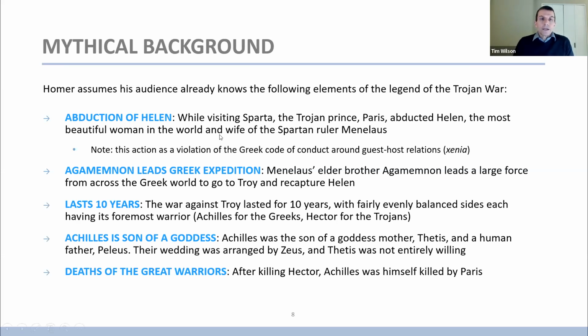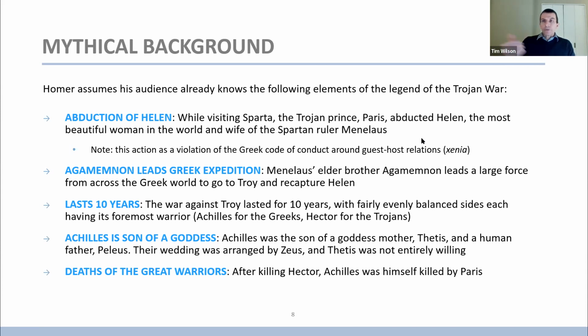the wife of Menelaus, and the most beautiful woman in the world, according to these legends. And also we should note that he's visiting Menelaus, let's say, enjoying the hospitality of Menelaus, and he behaves very poorly to his host, so to speak, Paris does, in running off with Menelaus's wife. So this in Greek terms would be a violation of the guest-host relationship. So they placed a high value on guests and hosts.